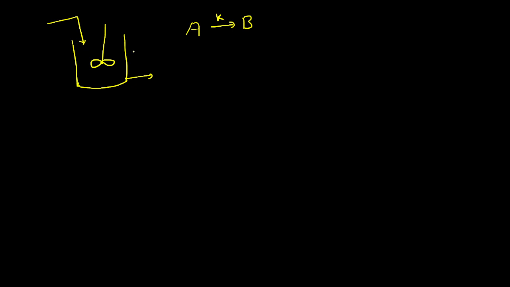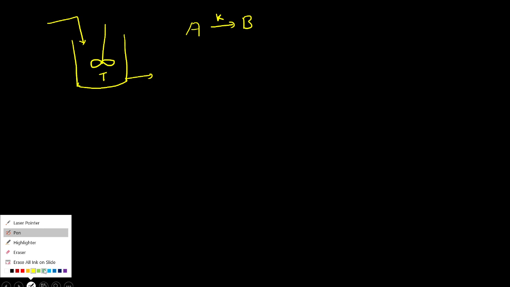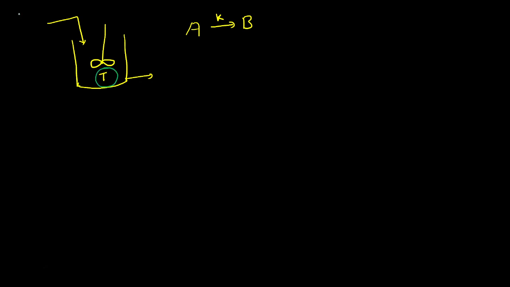I am simplifying this material balance and energy balance equation with the help of one example here. I am just taking the example of A getting converted to B. The rate constant is k, the reaction occurs at a temperature T inside, and the inlet temperature is T naught, right? And the enthalpy of this reaction, delta H of R at temperature T, is given, right?